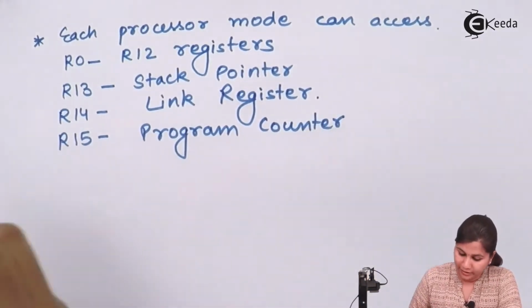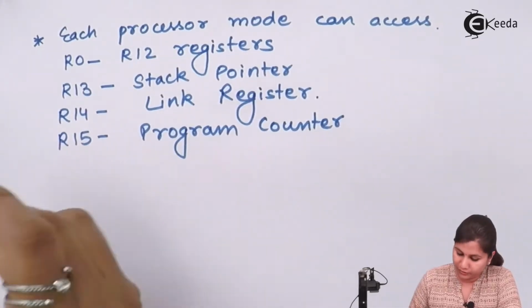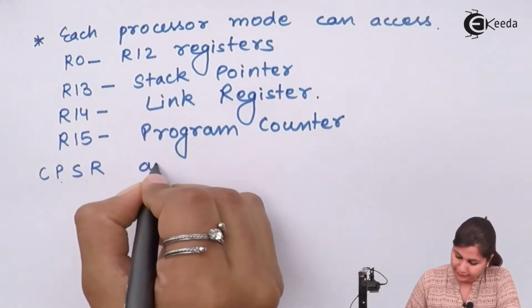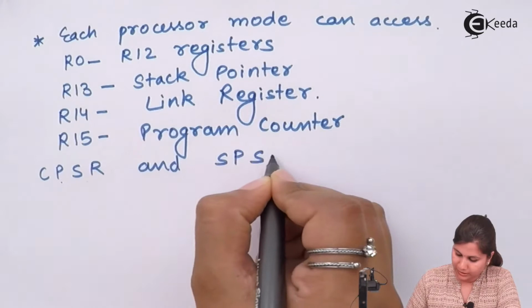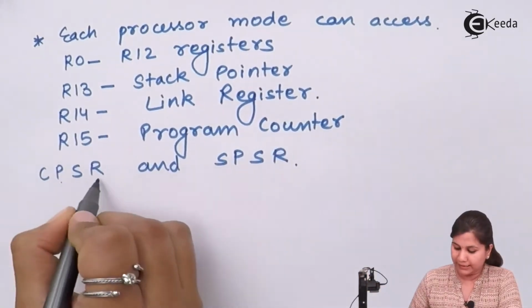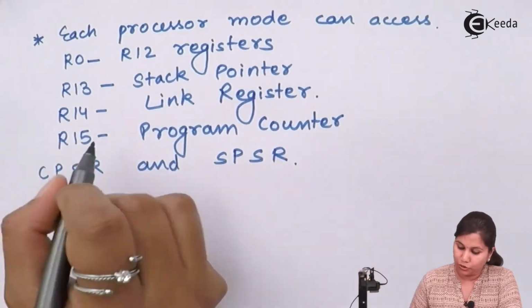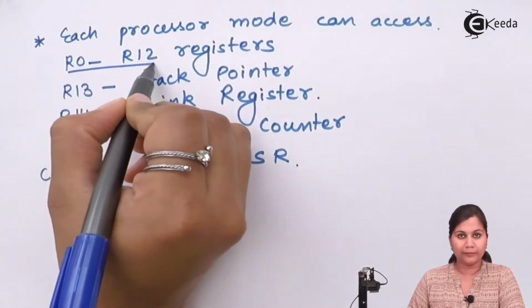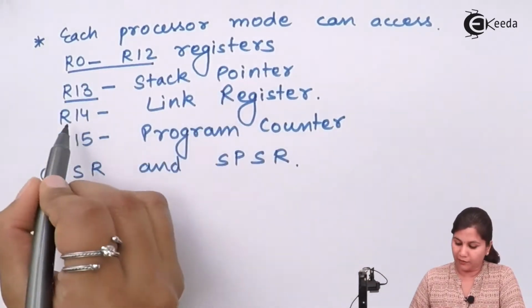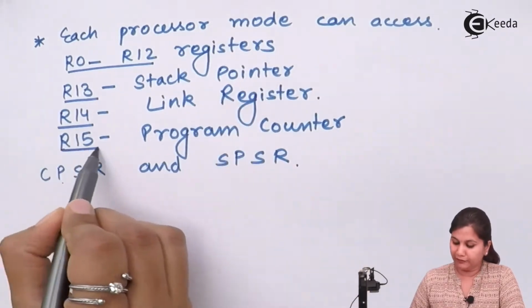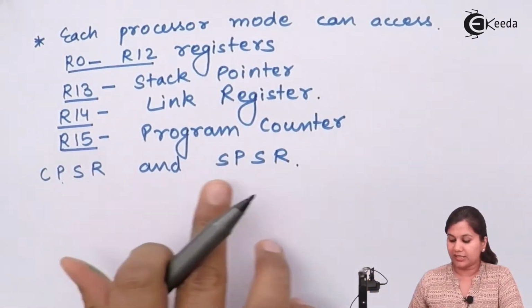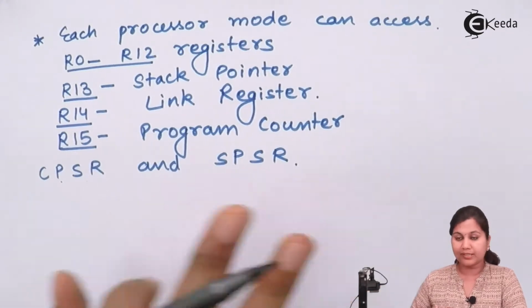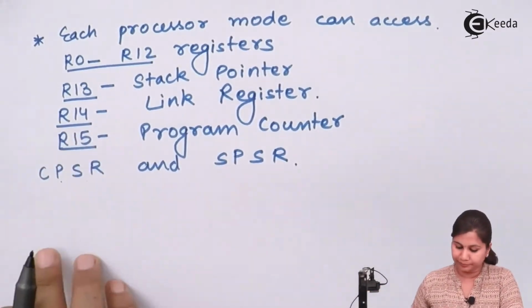Then we have two other registers called the CPSR, the current program status register, and the SPSR, the saved program status register. So in total, the processor can access R0 to R12. R13 will be the stack pointer, R14 the link register, R15 the program counter, and two other registers will be present, the CPSR and the SPSR. This is common in all the processor modes.